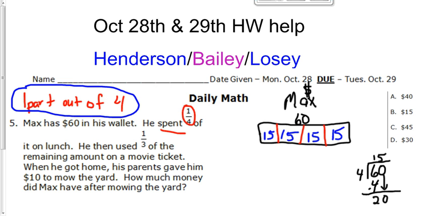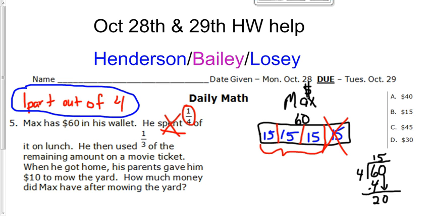Now what we had going in the story is that he actually spent. Spent means I'm going to subtract it. I'm going to take it off. So now Max doesn't have that in his wallet. This is all he has left right here. I have 3 sections left out of the 4. That is a total of $45.